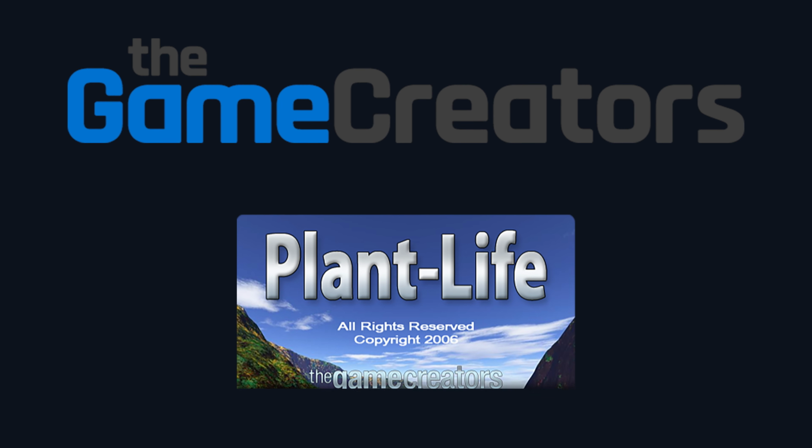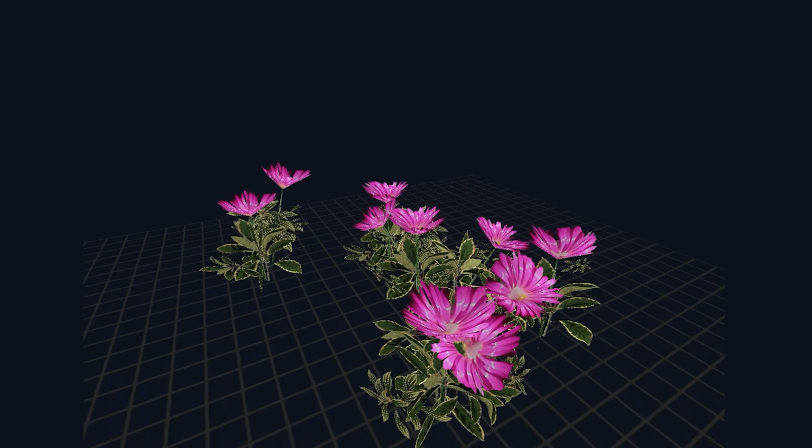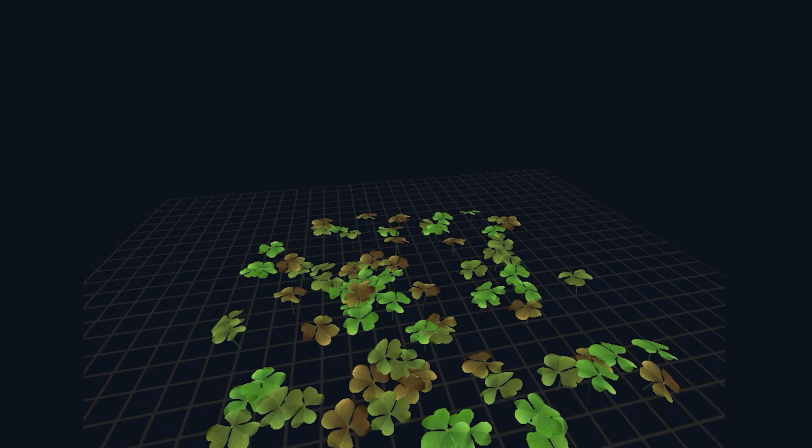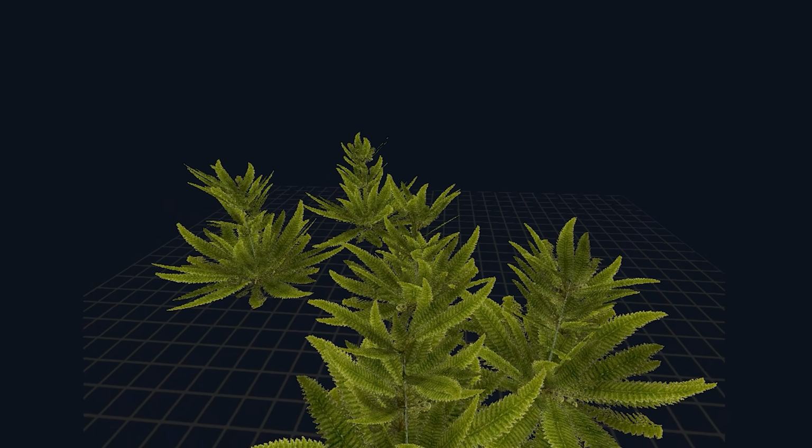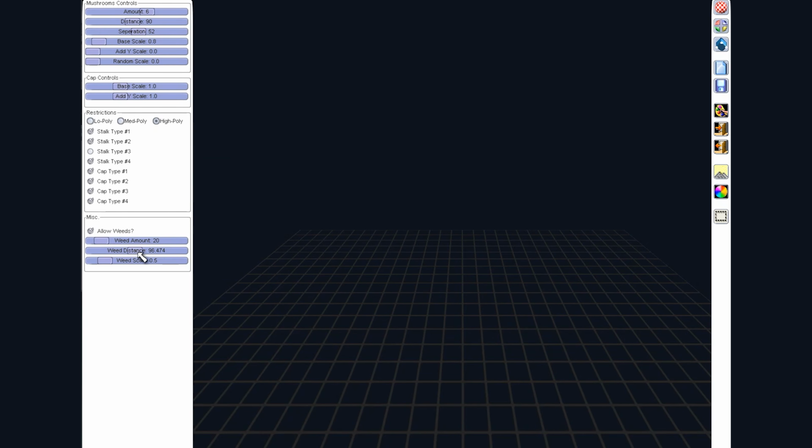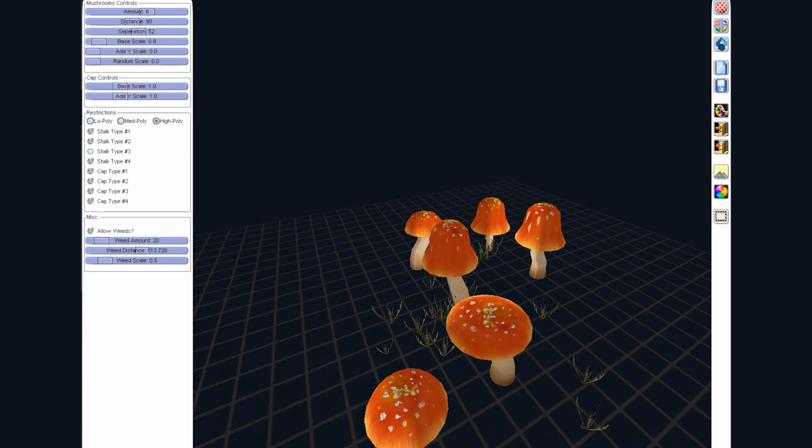In 2004, the game creators published a nifty piece of software called PlantLife. It allowed game developers to rapidly generate 3D plant models with LODs, UVs, and materials. In fact, it would only take a few clicks to create vegetation such as flowers, ferns, and mushrooms that were ready to be exported and used.